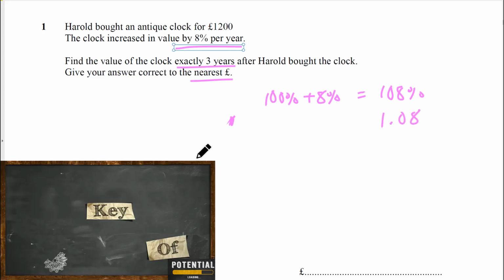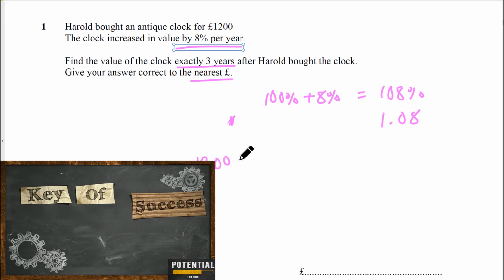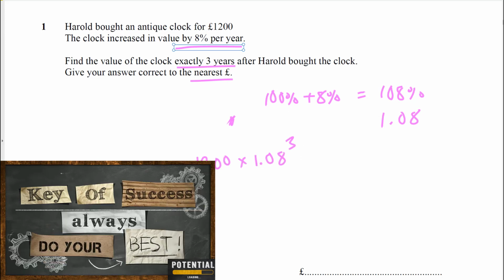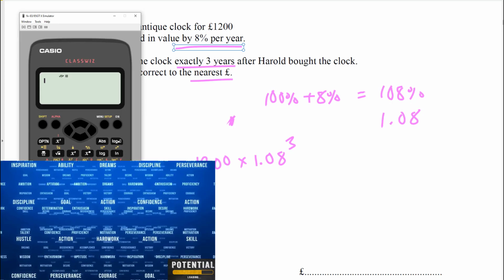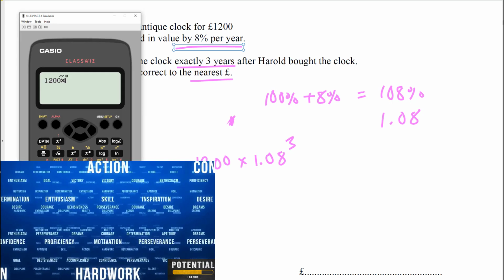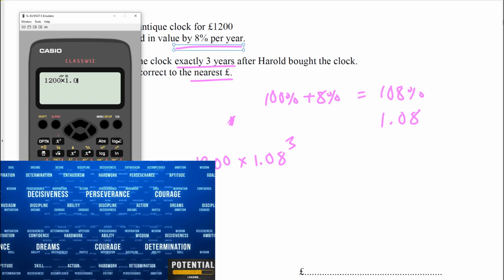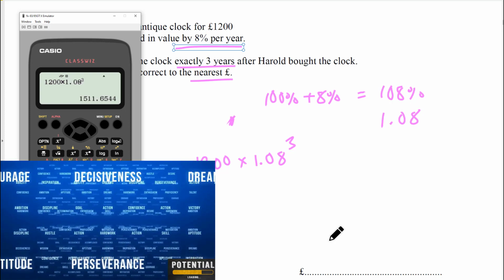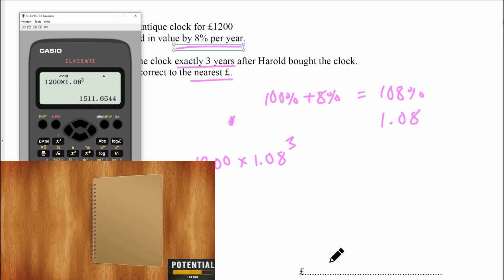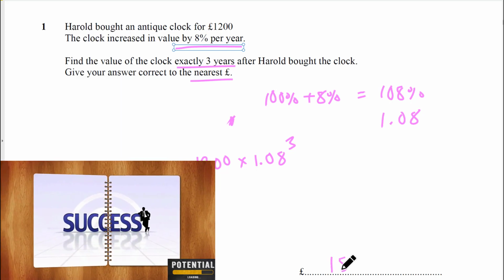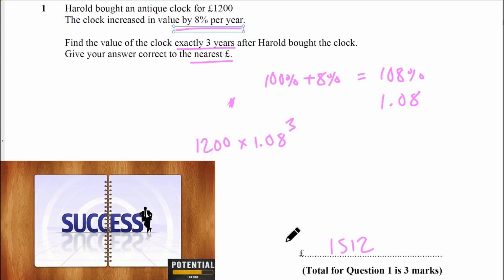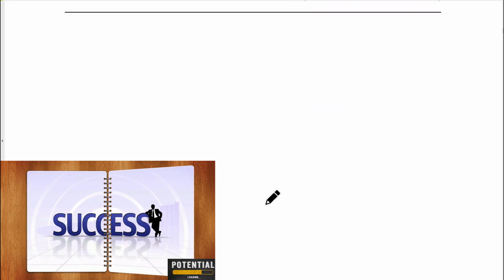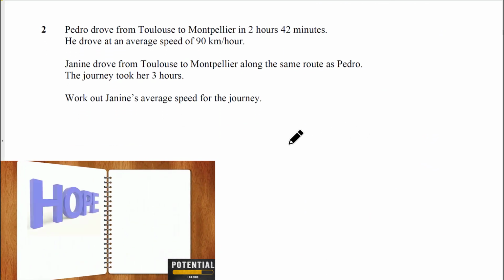1.08. It's for 3 years, so we just need to do 1,200 times 1.08 to the power of 3. Do that on your calculator. So 1.08 to the power of 3. Make sure your answer makes sense as well. And to the nearest pound, that's 1512. Easily done. A good start for your first 3 marks. Question 2.